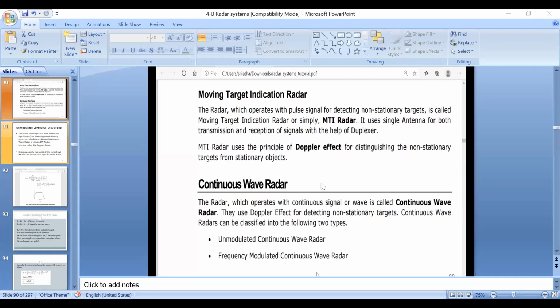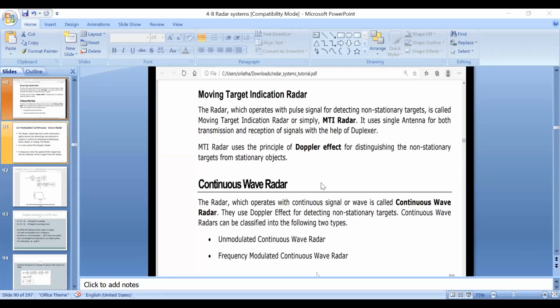Here, basically, radars are classified into two main types. One is pulse radar and another one is continuous wave radar. If you transmit an electromagnetic pulse as a pulse waveform, then such type of radars are called pulsed radars. If you transmit continuous wave as an electromagnetic beam towards the target, then such type of radars are called continuous wave radars.